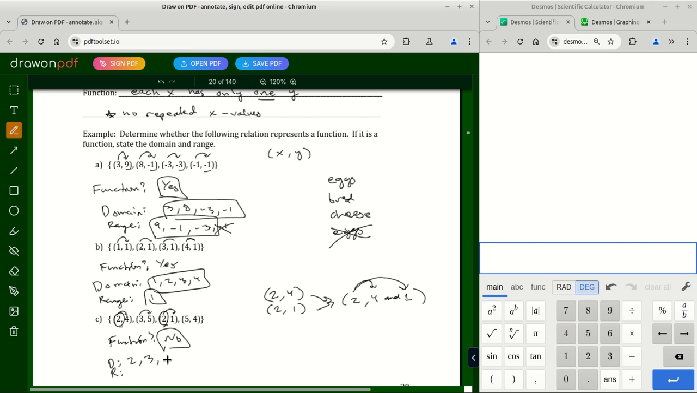We got a 2, a 3. Again, don't rewrite the 2. We got a 5. Range, we got a 4, a 5, a 1. We already got the 4, so there you're done.